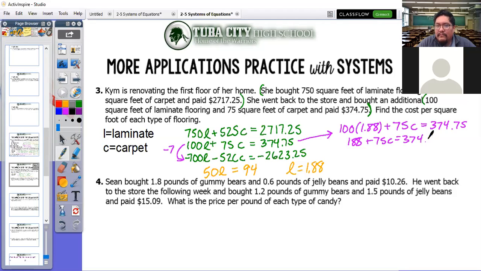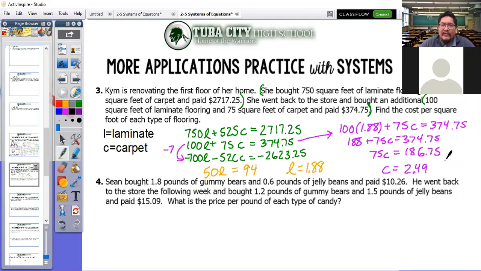Now we know that this person bought 188 square feet of the laminate flooring. So we're going to remove that cost from the total. So 374.75 minus 188, because we just want to know how much they spent on the carpet. So if they bought 75 feet of carpet, that would have been $1.8675. So again, we removed the cost of the laminate flooring and we're focusing on just the carpet. Divide this by 75 and we should get another reasonable number: carpet is about $2.49 a square foot.